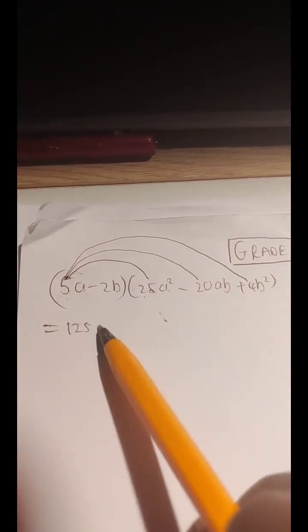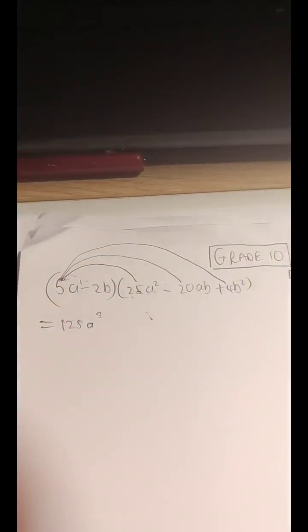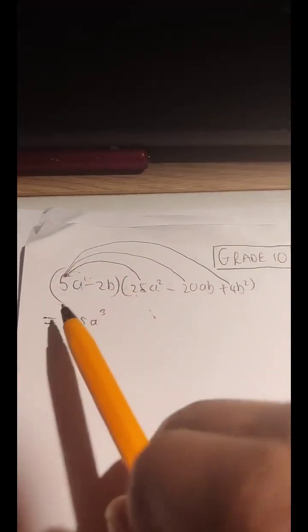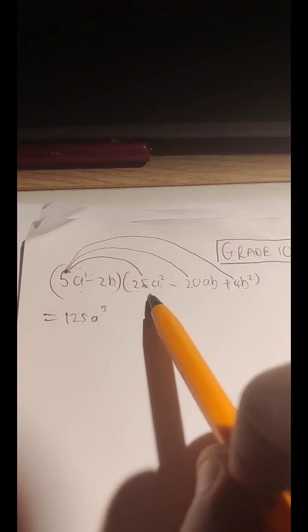We keep the letter a. We add the exponents 1 plus 2. That's going to be a to the power 3. So that's the multiplication of 5a with 25a squared.